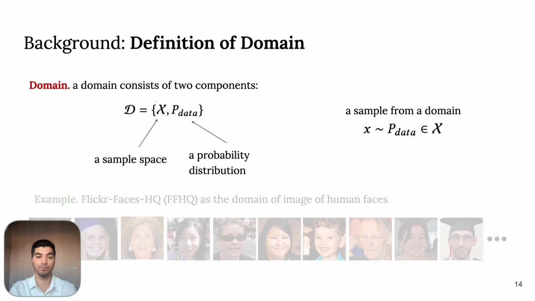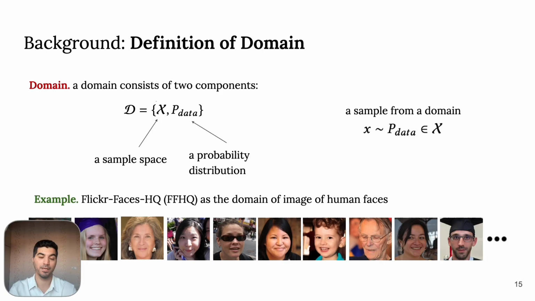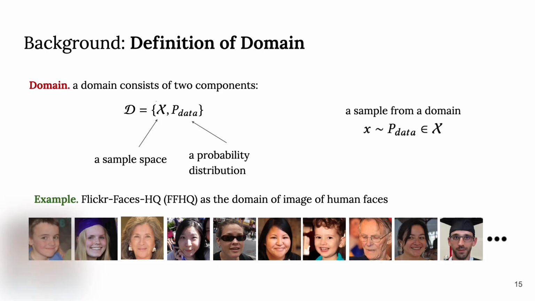As an example, we can consider the Flickr Faces HQ dataset, or FFHQ dataset, as the domain of images of human faces. As you can see, all images in this domain are human faces, but they are different in race, skin tone, age, pose, and other attributes. But the common thing between all these images is that they follow a single data distribution.